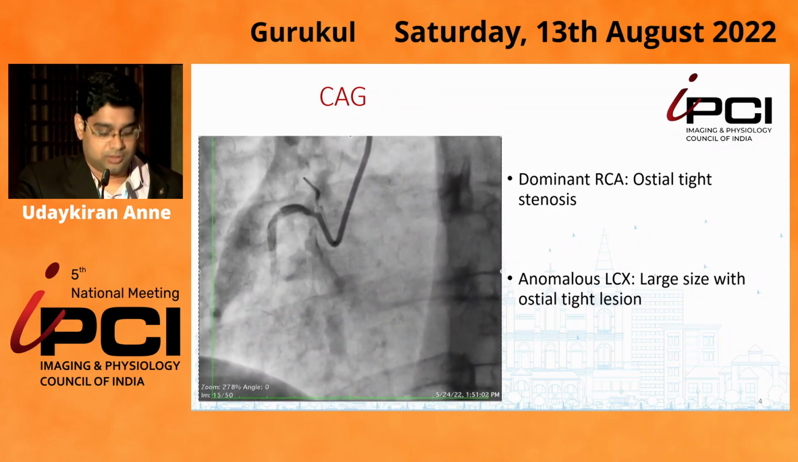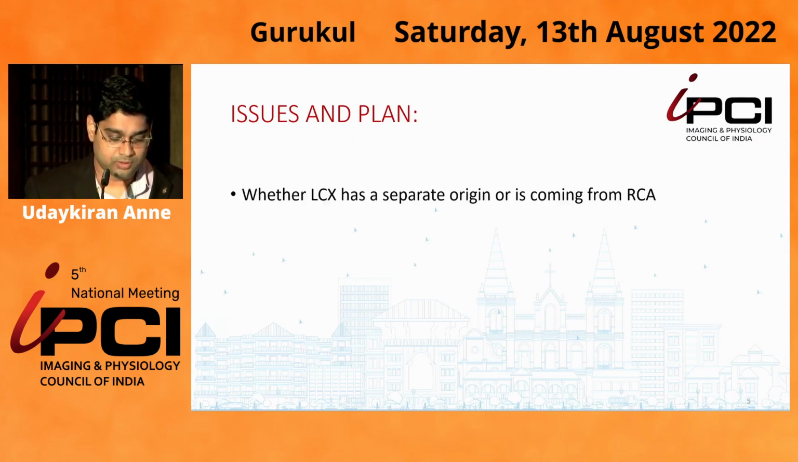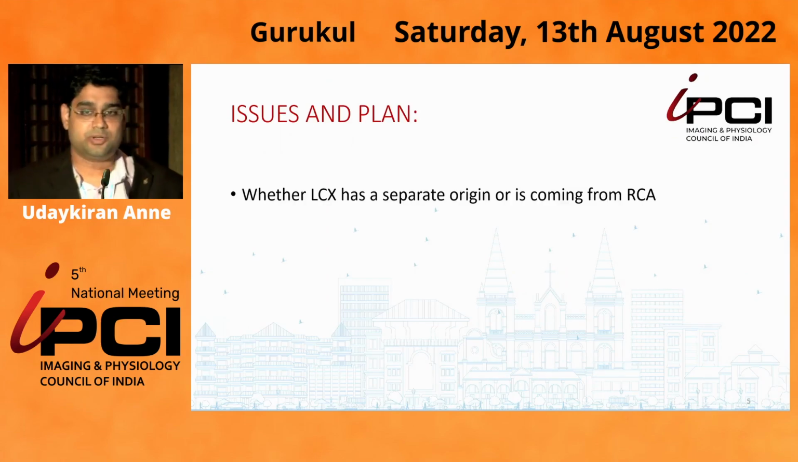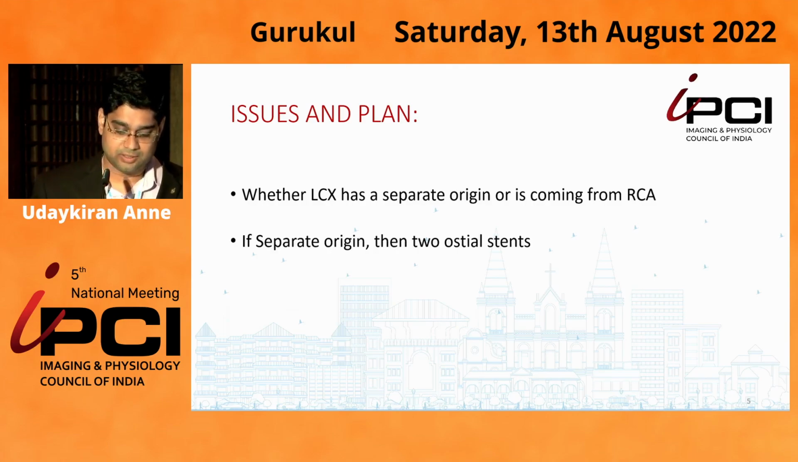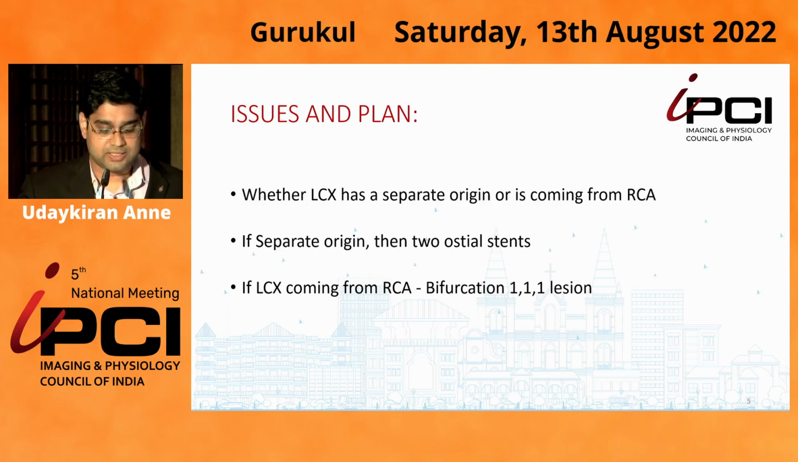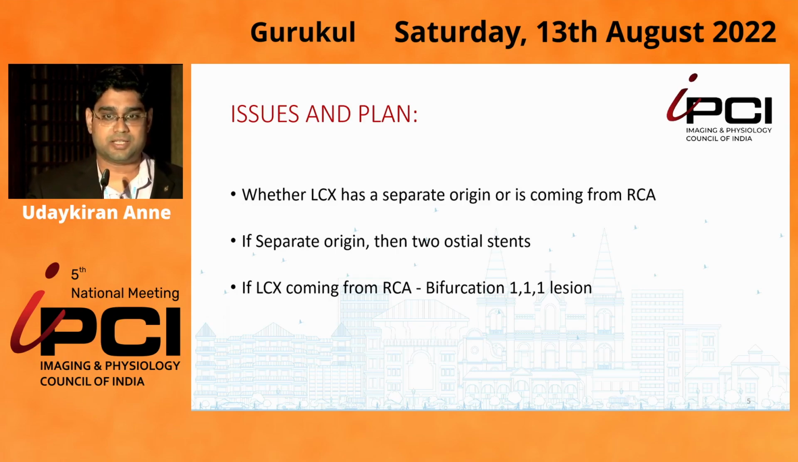So we had 2 options in her case. The angiogram is not so clear whether the LCX has a separate origin or is actually arising from the ostial RCA. So that we have to define. If it is a separate origin, then we had a very good chance of going ahead with a V stenting or something. If LCX is coming from RCA, then it is a true bifurcation lesion because both the branches are diseased and LCX is of reasonable 2.5 mm size.